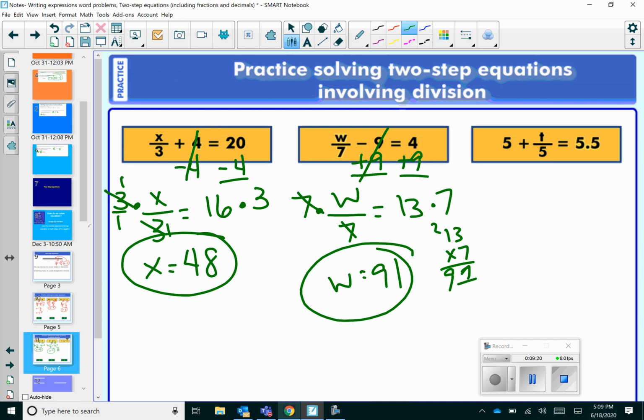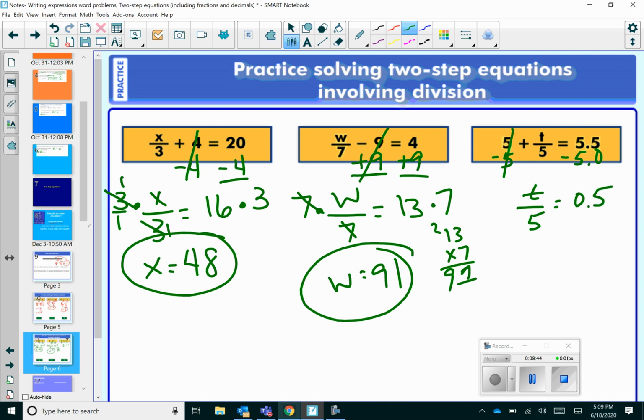Okay, last one, my constant is 5. So to eliminate my constant, since it's a positive 5, we are going to subtract it. Notice that I have a decimal over here, so please make sure you line your decimals up. That leaves me with t over 5 equals 5.5 minus 5 is 0.5.